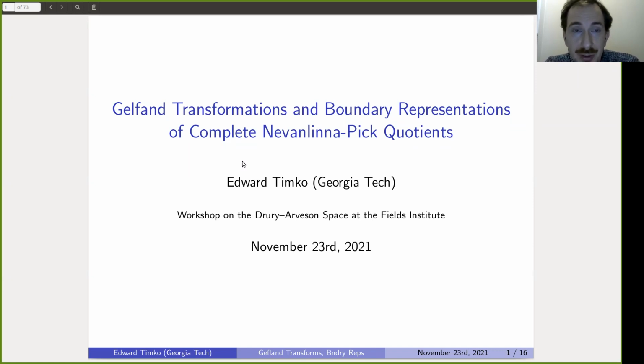So as I said, I'm going to be talking about Gelfand transformations and boundary representations. Most of this talk is going to be phrased in terms of the Drury-Arveson space and quotients in that context. But at the very end, if there's any time available at that point, I'll talk a little bit about how this applies to other spaces with similar properties.